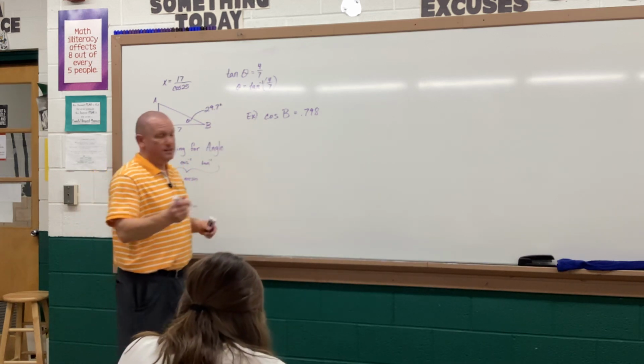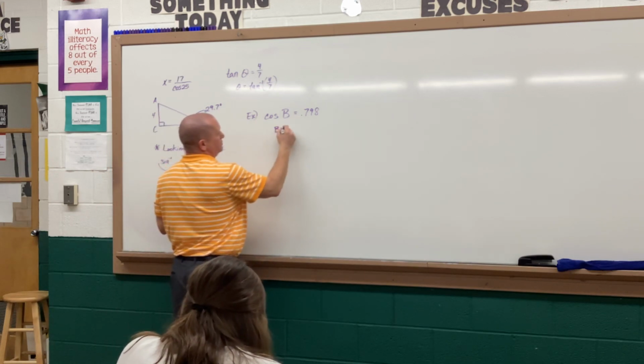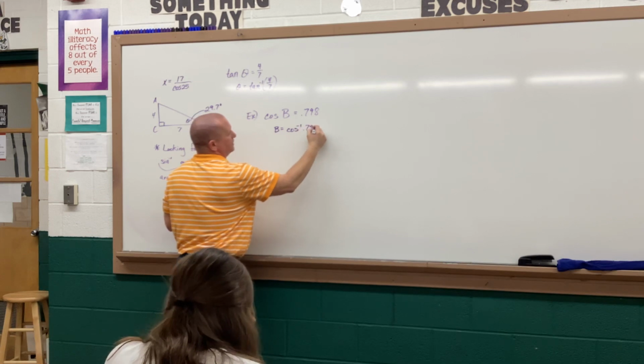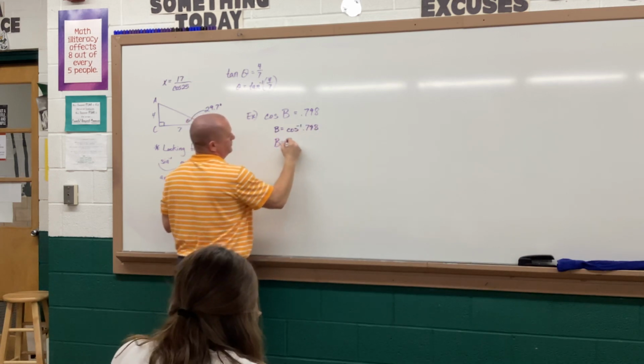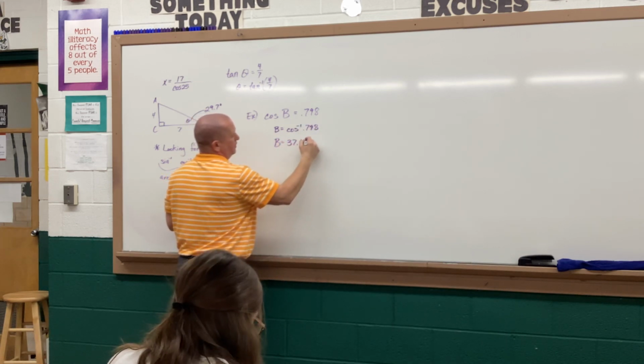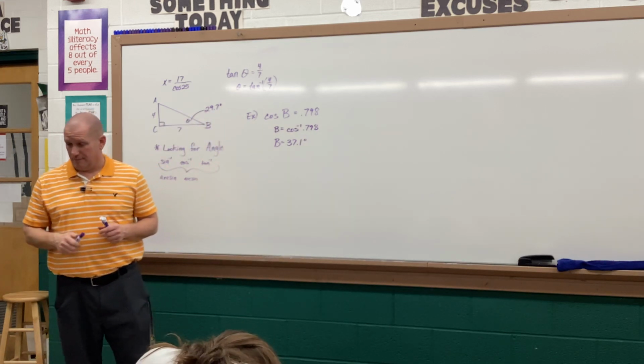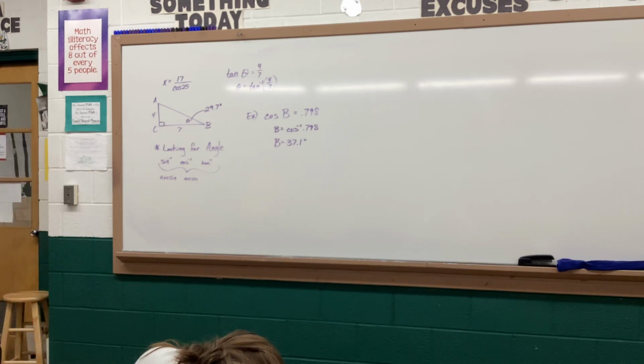So, what do you get? Second cosine of, so b equals cosine -1 of 0.798. And you got what? 37.1. 37.1. And then don't forget that it's degrees, right? Because it's an angle.